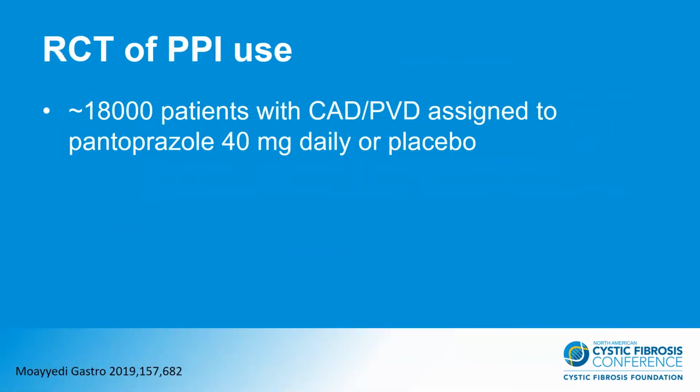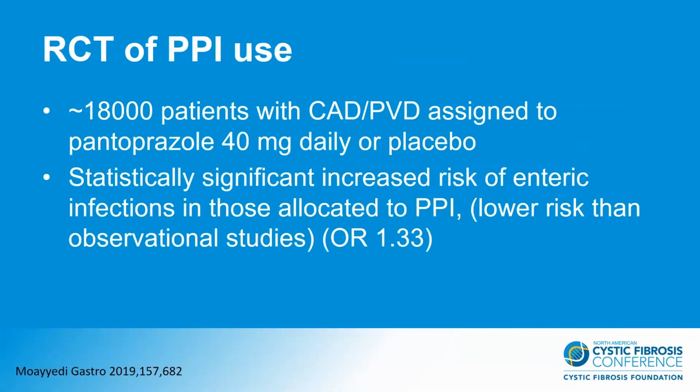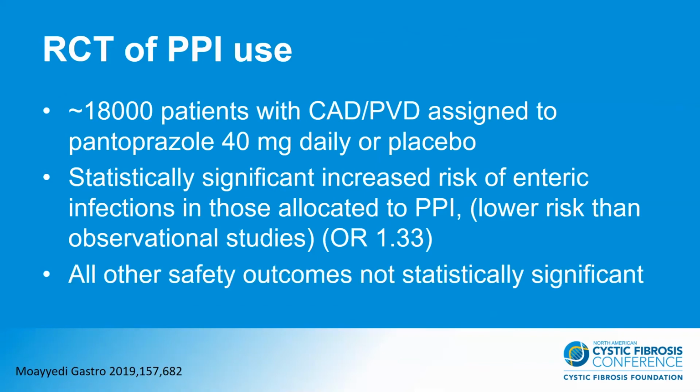So people often quote this recent randomized controlled trial by Moayyedi and colleagues, 18,000 patients with coronary artery disease, peripheral vascular disease, assigned to pantoprazole, 40 milligrams daily or placebo, and they found a statistically significant increased risk of enteric infections in those allocated to PPI, but lower risk than observational studies, odds ratio of 1.33. And all other safety outcomes were not statistically significant.